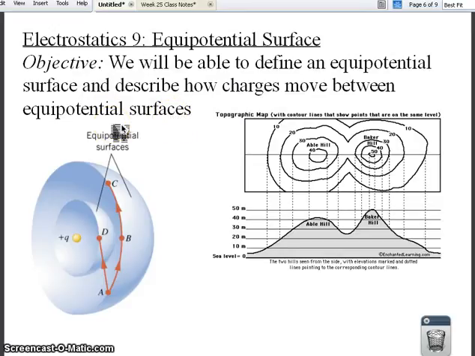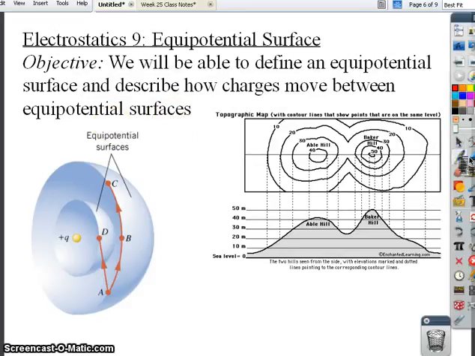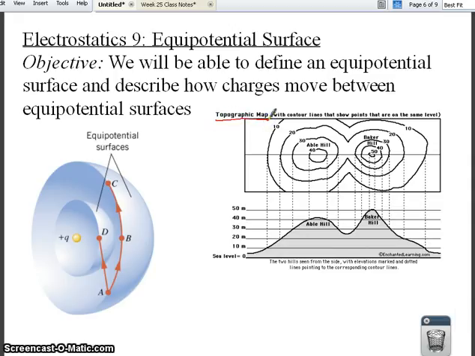The first thing I want to tell you is that an equal potential surface is kind of like a topographic map. On a topographic map, you have lines. This is a 2D version of a map. You have these lines, and everywhere along this line is, say, 30 meters above sea level, 20 meters above sea level, 10 meters above sea level. So everywhere on this line is the same elevation. This line represents hills, as you can see from these hills down here.